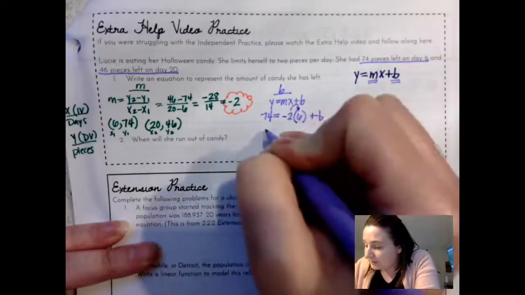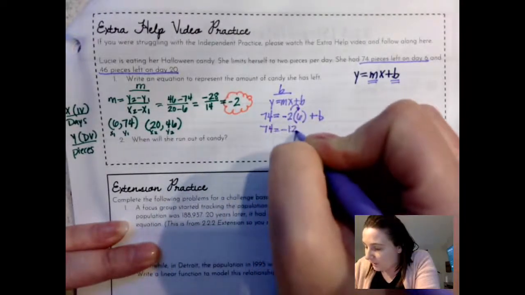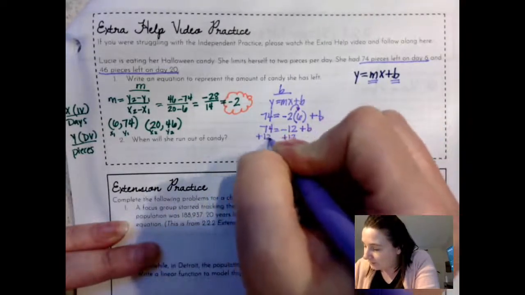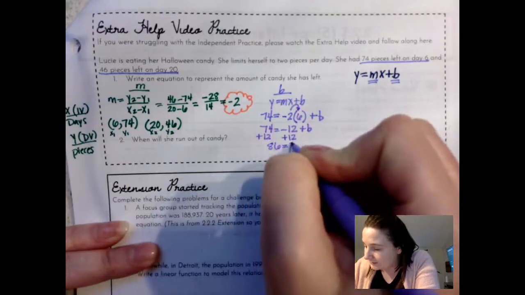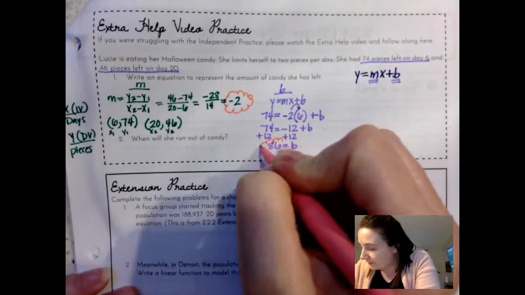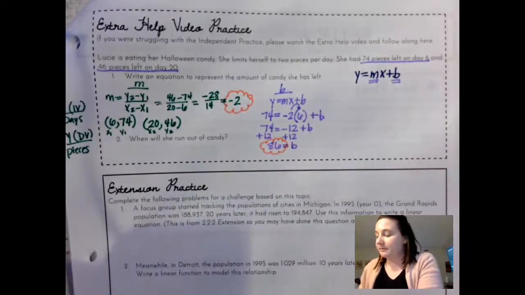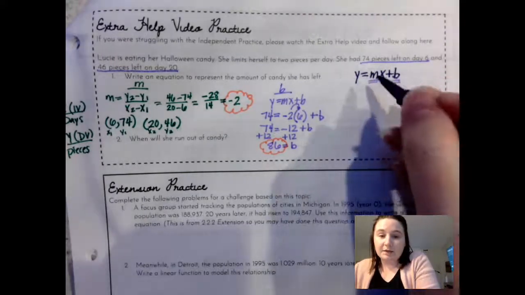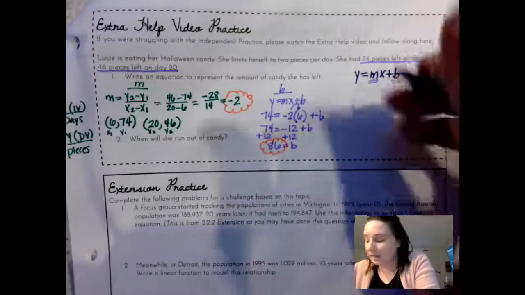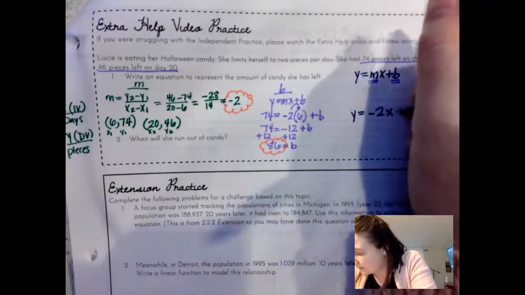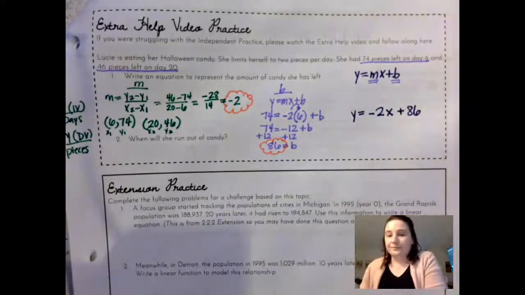And so I'm going to multiply to get negative 12, and then add 12 to get 86. And so again, 86 is an important number. That's my b value, so I'm going to put a cloud around it. And now all I need to do is write my equation plugging in my m and my b. So I have y equals negative 2x plus 86.